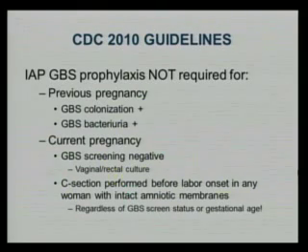So we don't give prophylaxis if moms have had GBS colonization or bacteriuria in their previous pregnancy. That's not a requirement to give prophylaxis in her current pregnancy. If during her current pregnancy she is GBS negative via her rectovaginal culture, or if she has a C-section that's performed before onset of labor with intact membranes, regardless of her screening status or her gestational age, she does not require IAP.